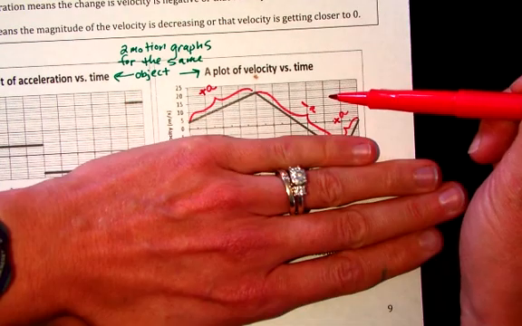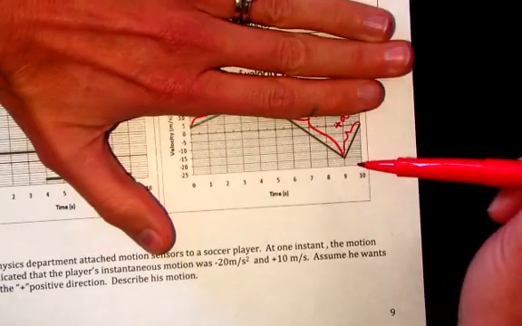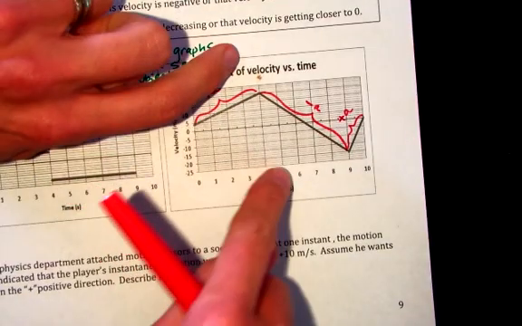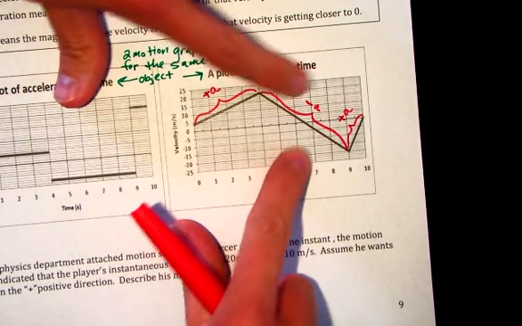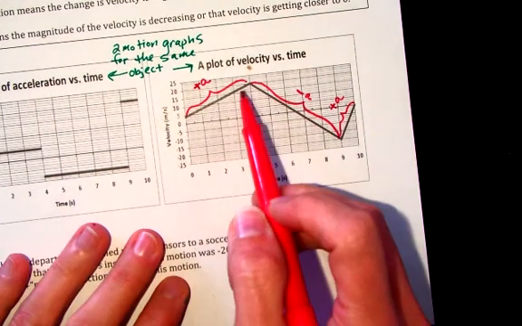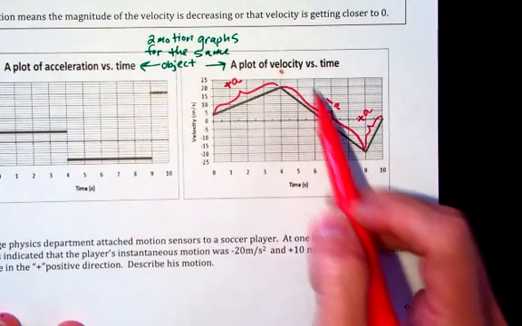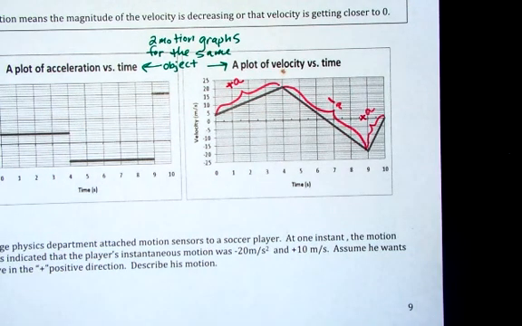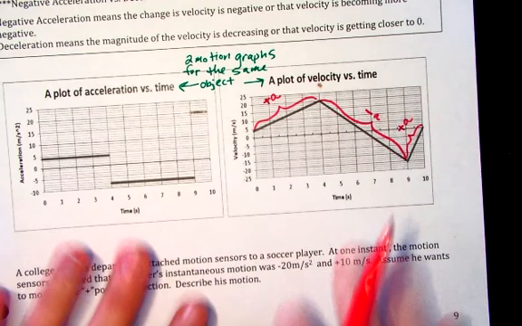Above the axis is right, below the axis is left. Moving away from the x-axis, speeding up. Moving toward the x-axis, slowing down. Positive slope, positive acceleration. Negative slope, negative acceleration. So these are 3 very, very big ideas. So we have that. Here's the other thing.